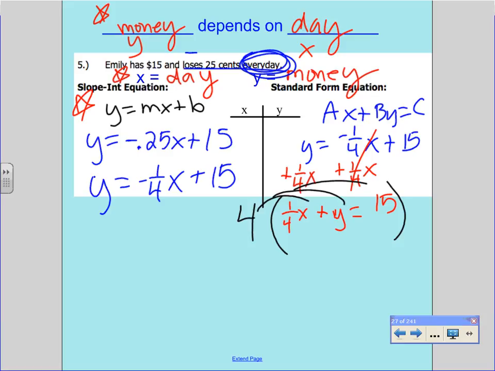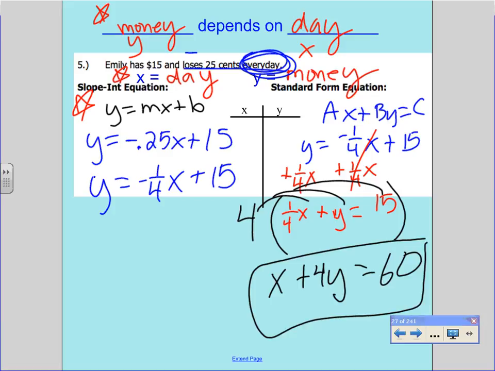This 4 needs to be distributed to every single term. Anyone want to try to tell us what it becomes? Okay, 4 times 1/4 is 1, so we end up with 1x or just x. 4 times y is 4y. 4 times 15 is 60. That's the answer in standard form. Don't worry about the table on this one.